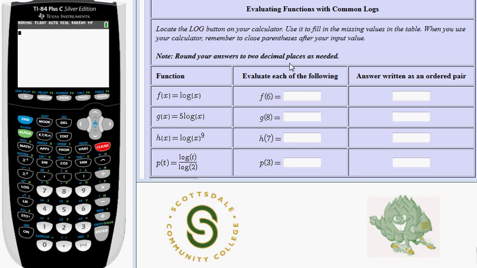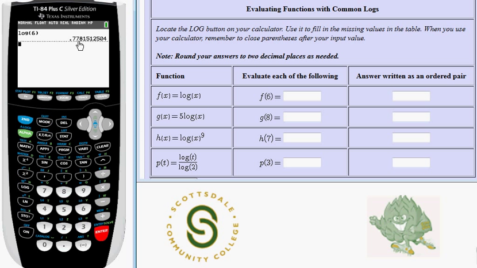In this problem, we're going to use our calculator to evaluate several logarithmic functions and round our answers to two decimal places. For example, the first function is simply f of x equals log x, where x is going to be 6. So f of 6 means to replace x with 6, giving us the log of 6. So press the on key on your calculator, locate the log button, which is right here, and press it. Type in 6, type in right parenthesis, and then enter.